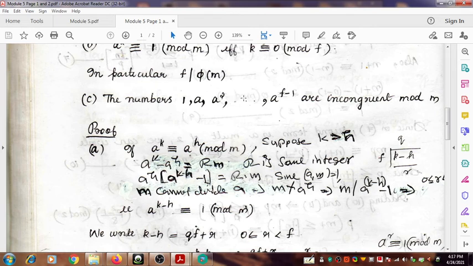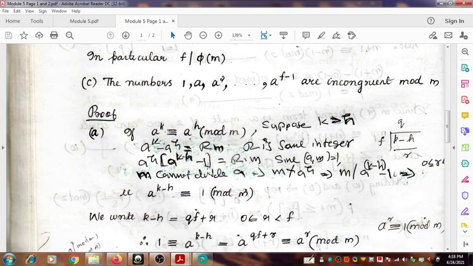Also, since we are considering two of the powers of a which belong to this group of powers, a raised to k and a raised to h clearly belong to the set of powers given here. Therefore k and h must be less than f. And also you can assume that k is greater than h. Then you get that a raised to k minus a raised to h is equal to r into m.